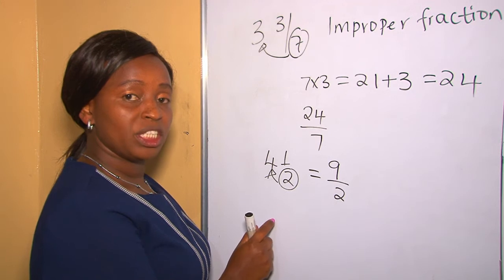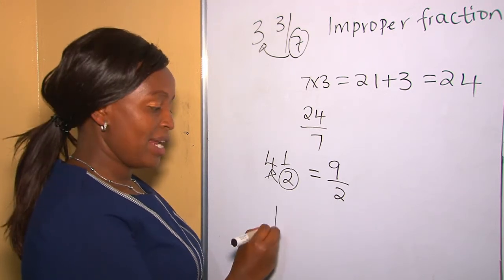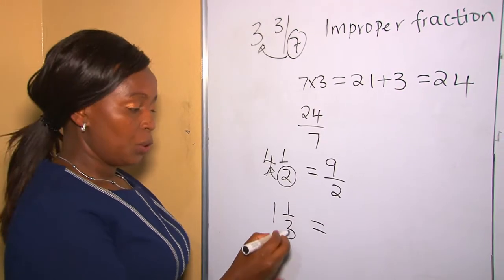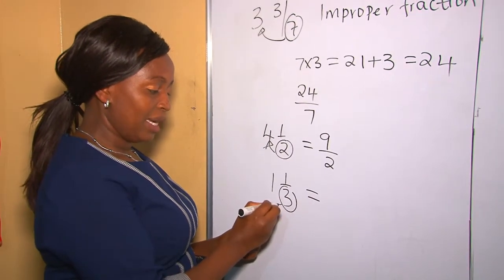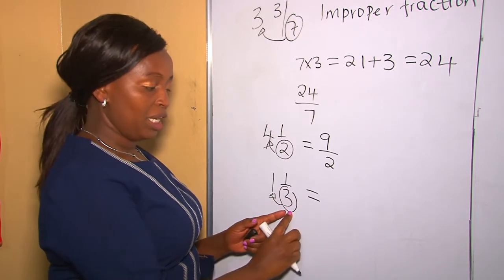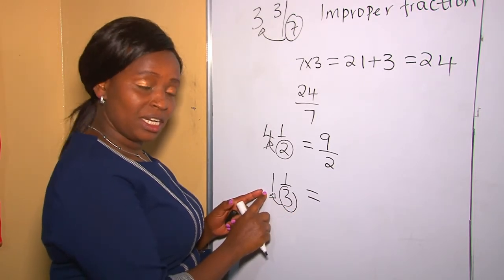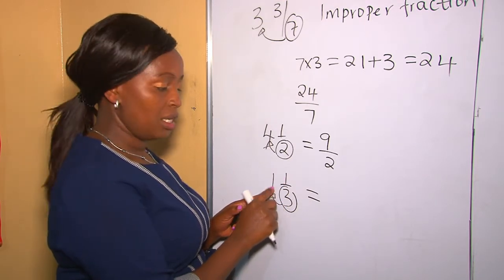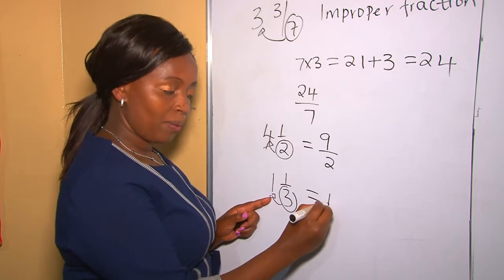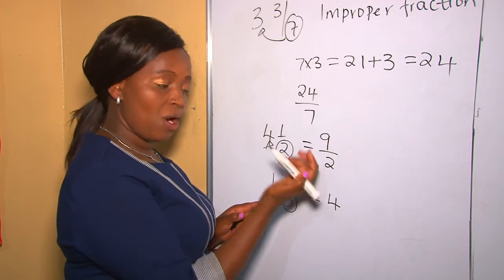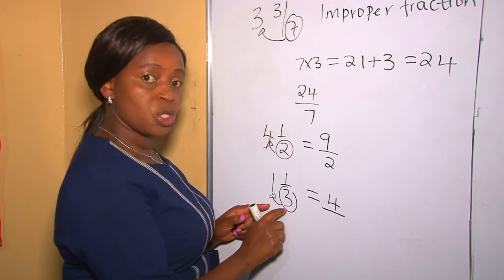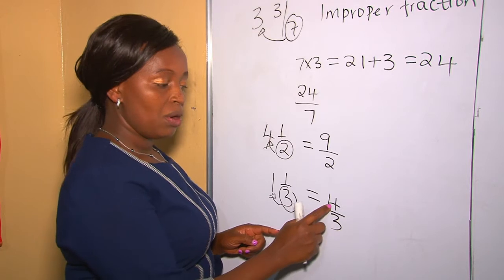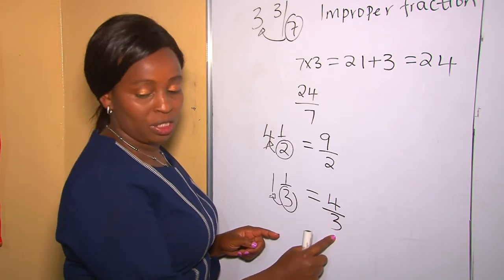Let's also change the following into an improper fraction. 1 and 1 over 3. So the first thing, you pick the denominator, you multiply it with the whole number. So 3 multiplied by 1, it's 3. Then whatever you get, you add the numerator. So 3 plus 1, it's 4. So for the numerator, we have 4, and our denominator remains the way it was, which is 3. Now we have changed 1 and 1 over 3 into an improper fraction, which is 4 over 3.